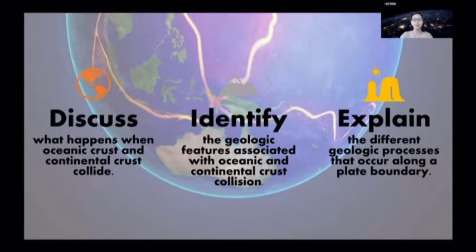Today, we are going to discuss what happens when oceanic crust and continental crust collide, identify the geologic features associated with oceanic and continental crust collision, and explain the different geologic processes that occur along a plate boundary.